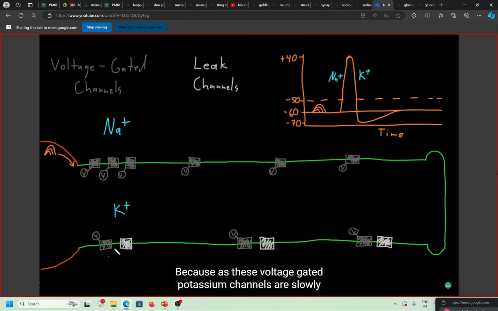Because as these voltage-gated potassium channels are slowly closing, the membrane permeability to potassium is returning to the normal amount you get during the resting potential through the leak channels. And as that permeability to potassium returns back to the normal resting potential level, the membrane potential returns to the resting potential.